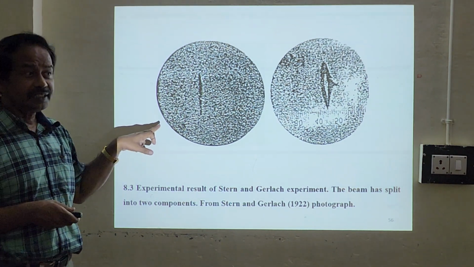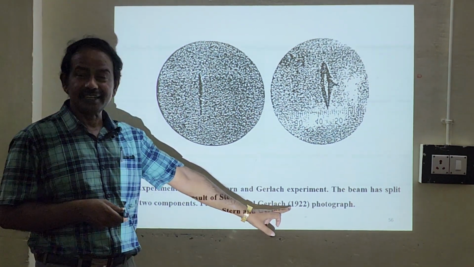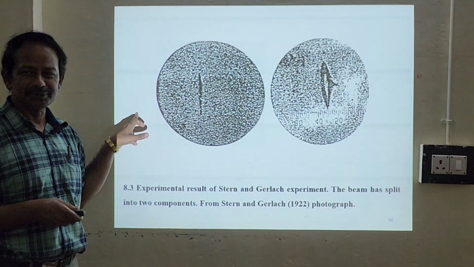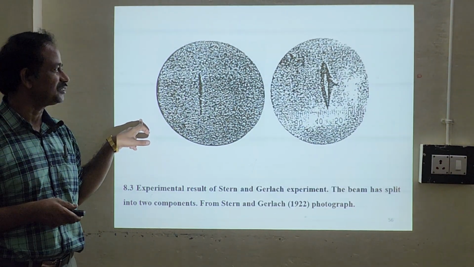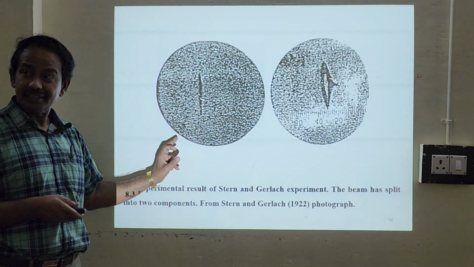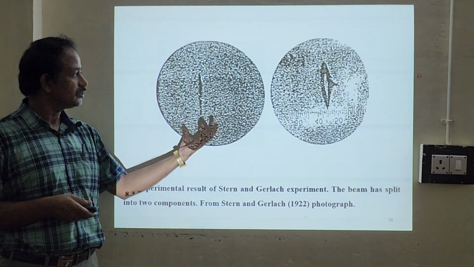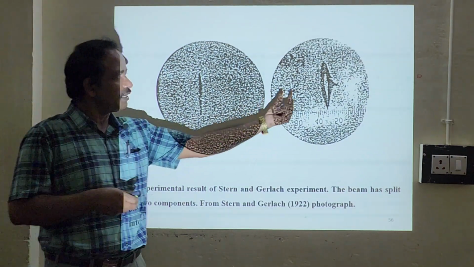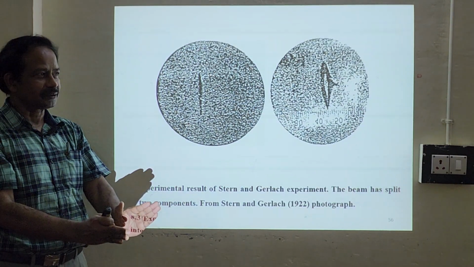Okay, this was the pattern obtained by Stern and Gerlach in the year 1922. I took it from the internet, so thanks to the internet, I should say with acknowledgement. Look at the picture now: without the application of a magnetic field, there is no split. The moment you apply the magnetic field, there's a split, up and down.